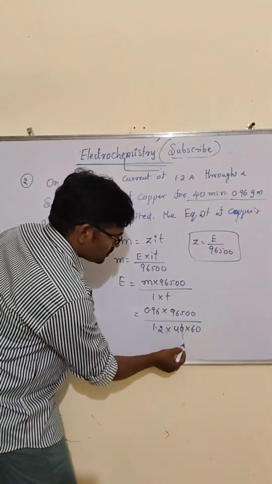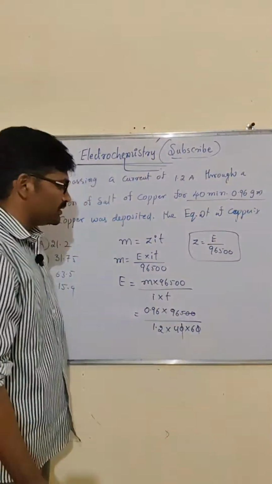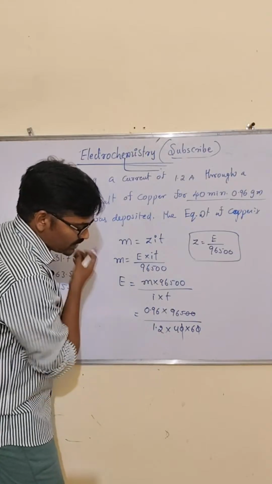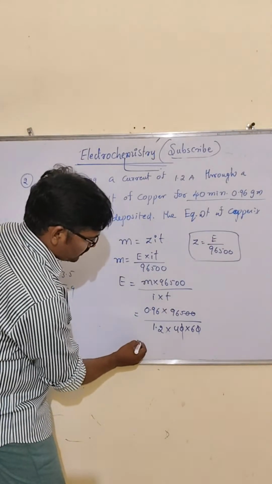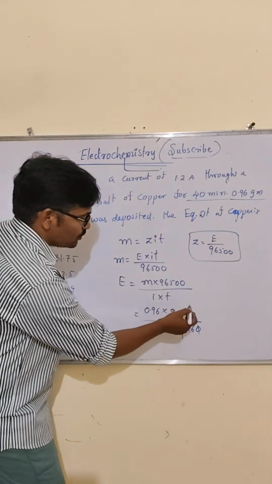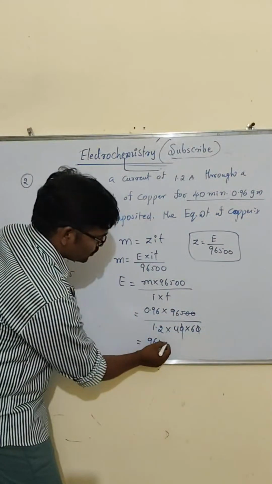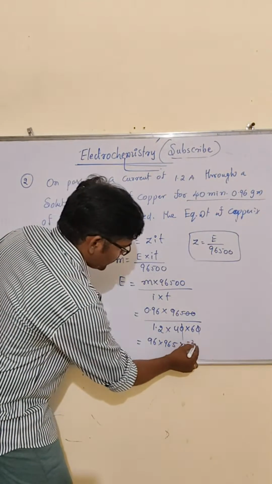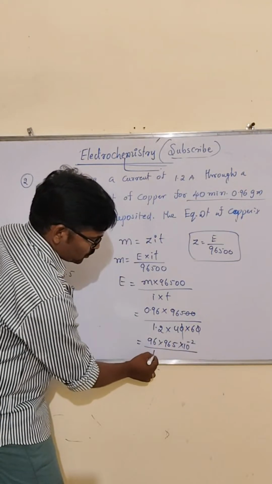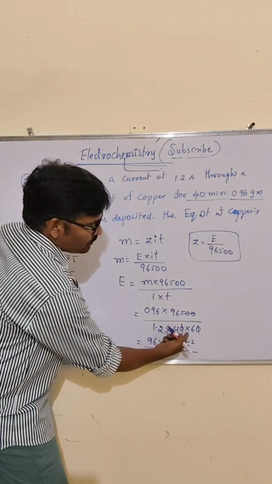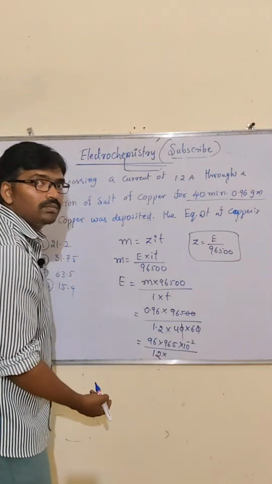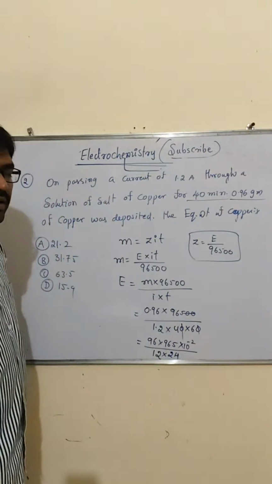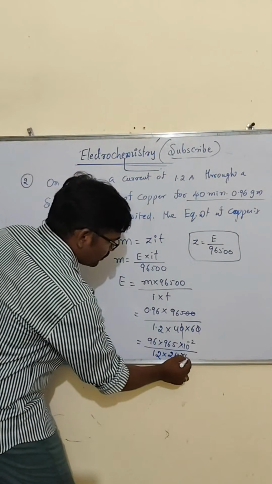So here 2 zeros, then 2 zeros cancel both, right? Then next, look at what will be remaining. So 0.96, when it is removed there, 96 into 965 into 10 to the power of minus 2 divided by this is 12 into, then 4 6 so 24. Yes, so 24 into 10 to the power of minus 1.